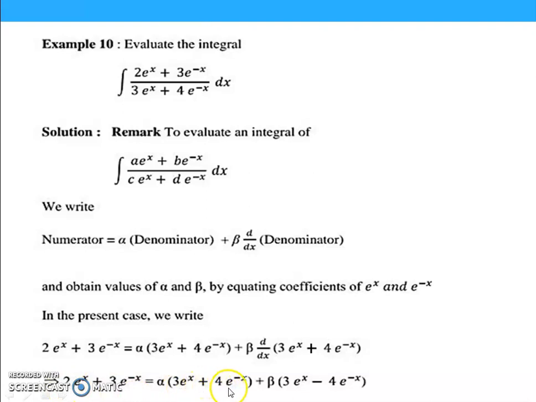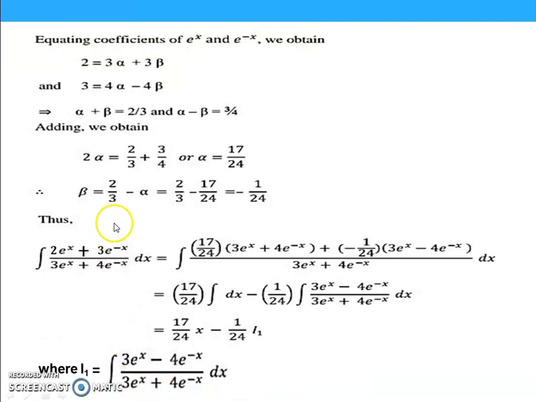Similarly, coefficient of e raised to power minus x is 4 alpha. Here it is minus 4 beta. On left hand side it is 3. So equating these values, adding and subtracting these equations to get the values of alpha and beta, we are left with this result. Now, in the first term, I can see the numerator and denominator are same. So I can cancel it out and integrate 1, which is simply x.